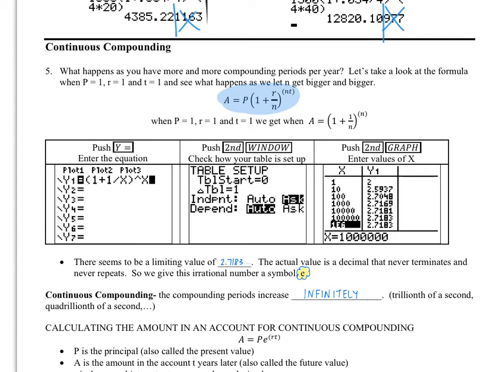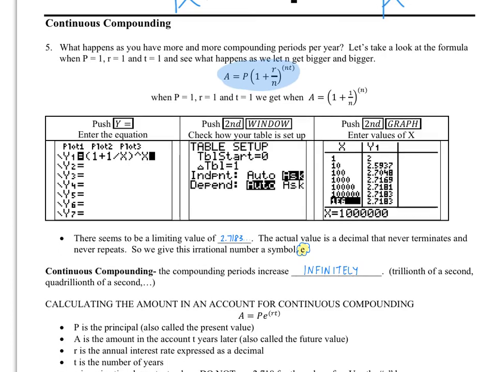The last thing we're going to talk about is continuous compounding. Now, you can walk through this kind of on your own. I'm going to skip through it really quickly, but what it leads you to is continuous compounding means that the compounding periods increase infinitely, meaning I am compounding over and over and over again, trillionths of a second, quadrillionth of a second, that many times. So over and over again, nonstop.